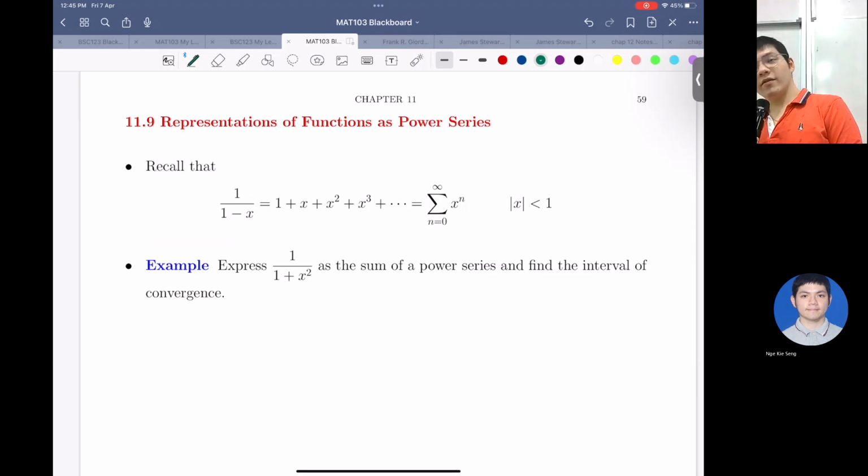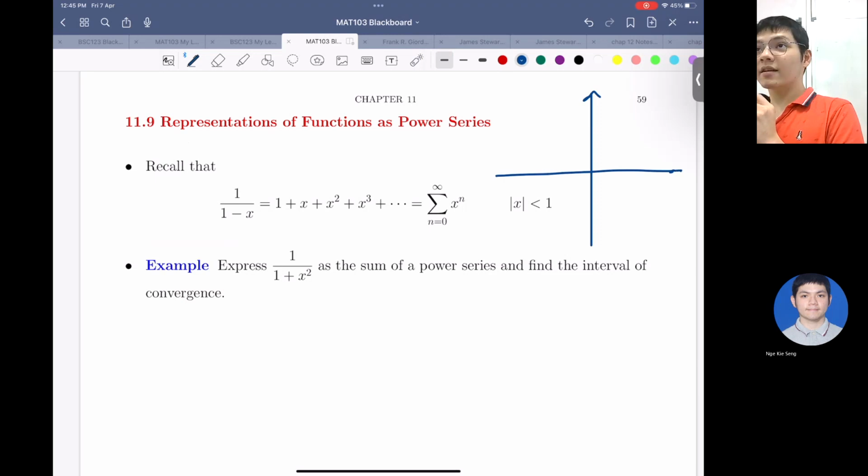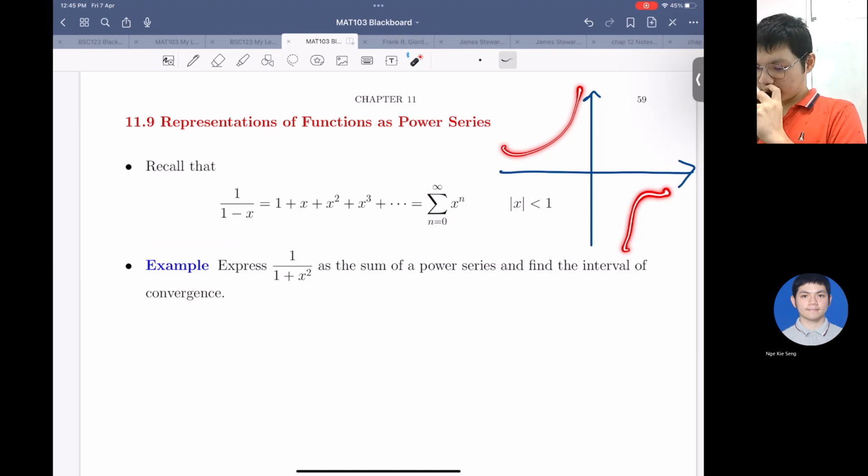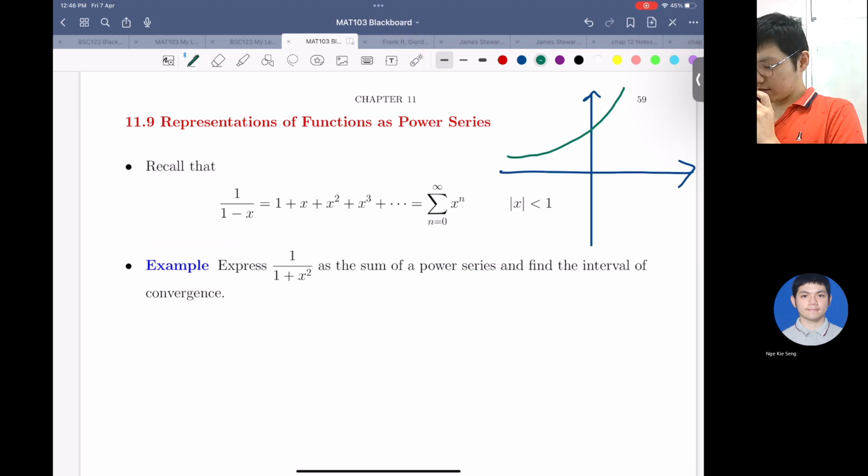Do you guys know how to plot 1 over 1 minus x? Do you know how to plot it? So you know how to plot 1 over x, right? Correct. So 1 over x is like this side and this side. So minus becomes the other side. Okay, and then you shift by 1. So you shift to here. Right. Okay, so let's have a sketch. Or maybe something like this.